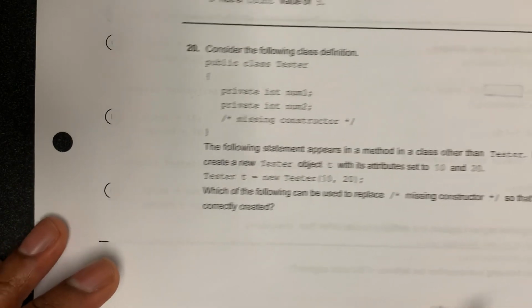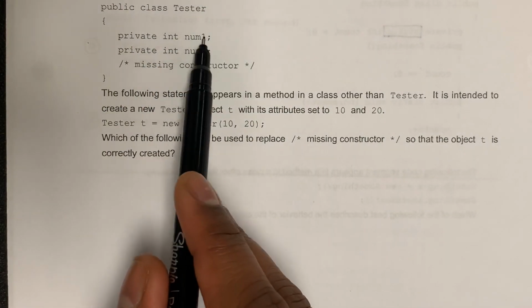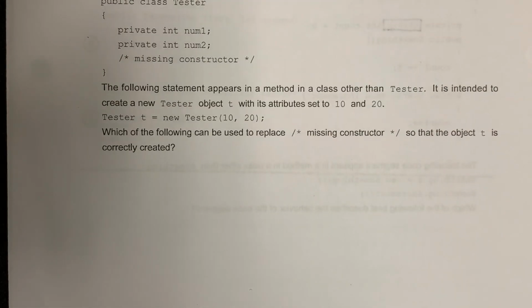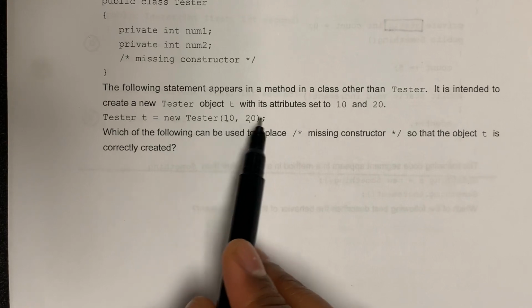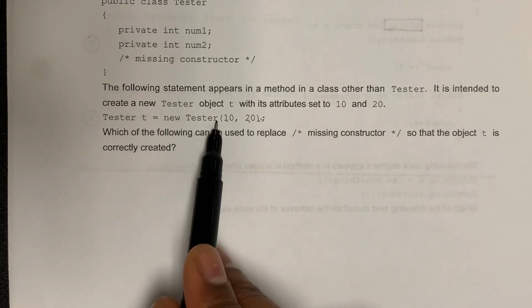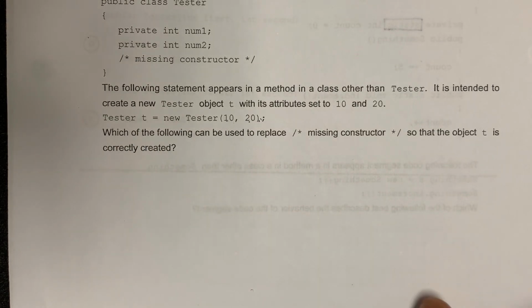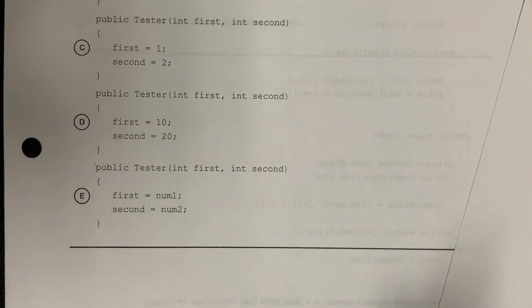Number 20, we have a public class Tester, and we have a private int num1, private int num2, missing a constructor. The following statement appears in a method in a class other than Tester. It is intended to create a new Tester object t with its attributes set to 10 and 20. So we have Tester t equals new Tester(10, 20). So the call to the new object Tester is set up properly, and we need to just come up with a constructor that will actually make this work.